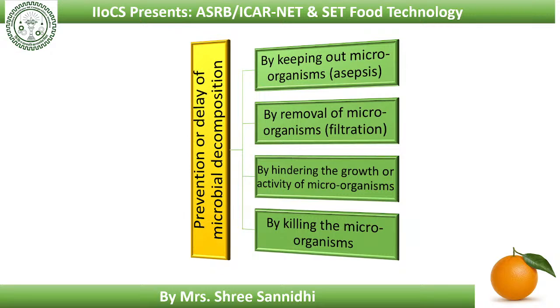First is about prevention or delay of microbial decomposition. Under this we have four more methods. First one being the aseptic method, wherein we keep the food out of microorganisms. Second is by removing the microorganisms using filtration method. Third one, by hindering the growth of activity of microorganisms. Fourth one is by killing the microorganisms.